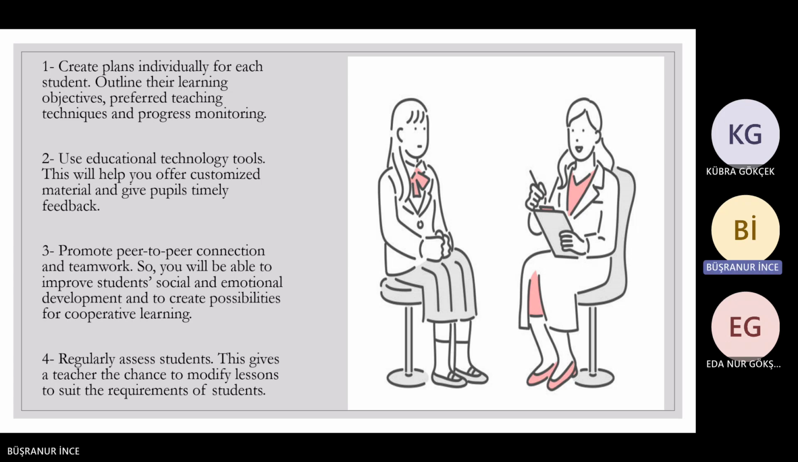Number two, use educational technology tools. This will help you offer customized material and give pupils timely feedback. Number three, promote peer-to-peer connection and teamwork. So you will be able to improve students' social and emotional development and to create possibilities for cooperative learning. Regularly assess students. This gives the teacher the chance to modify lessons to suit the requirements of students.